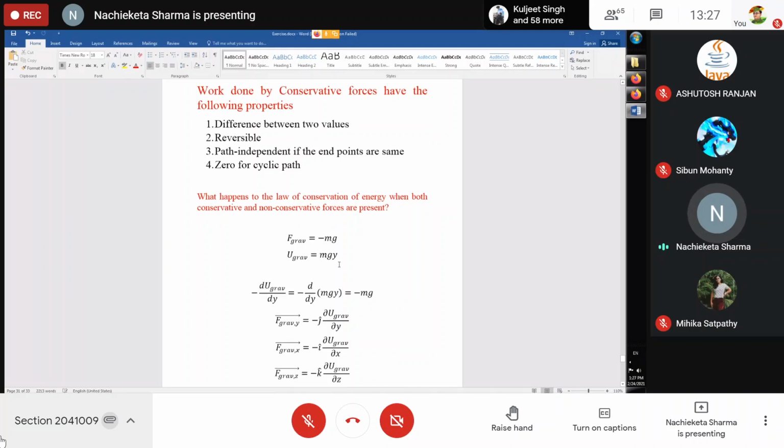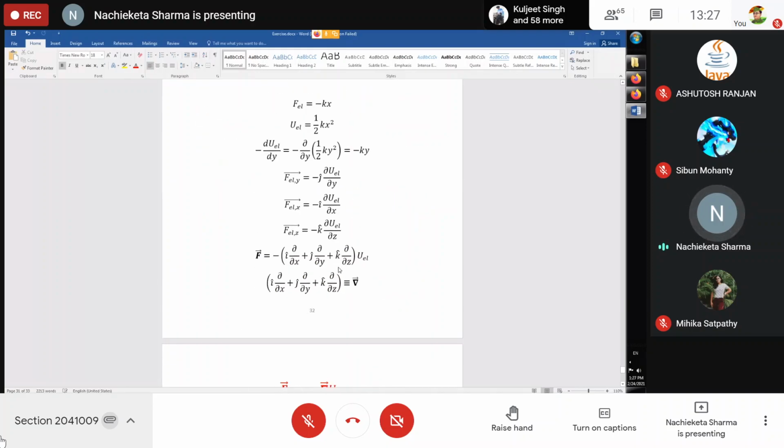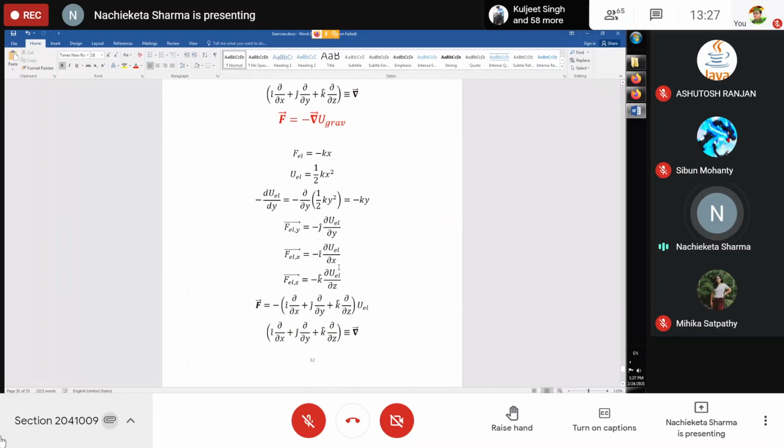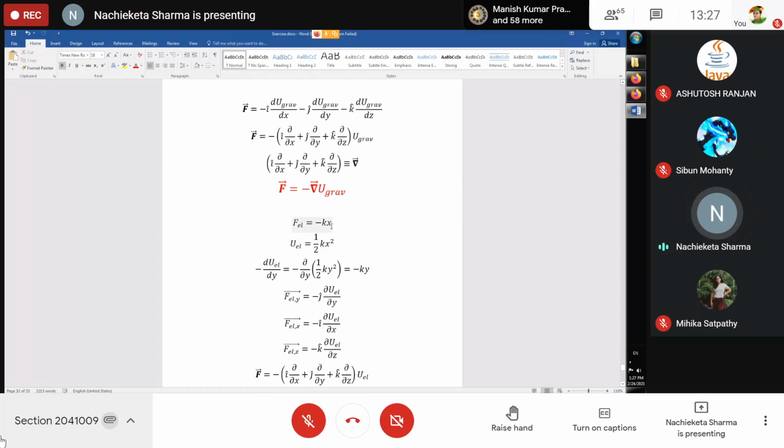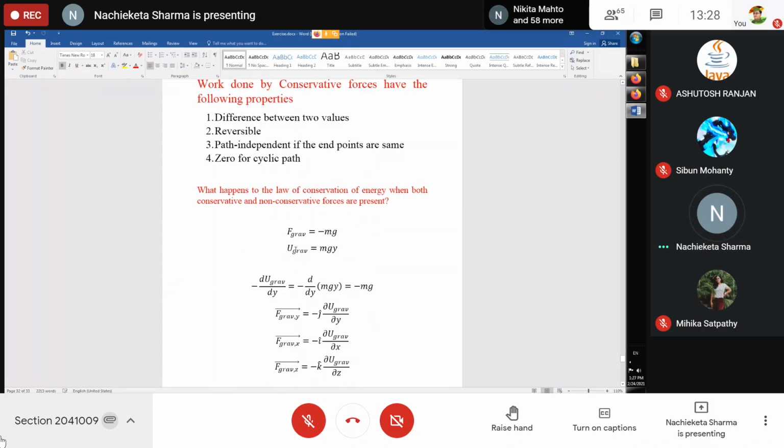That is the first question. And the second question is also the same, that if F elastic is equal to minus kx and U elastic is equal to half kx squared, is there a relationship between the elastic force and the elastic potential energy? And is there a relationship between the gravitational force and the gravitational potential energy? In order to understand that, let us take the derivative of the U grav.